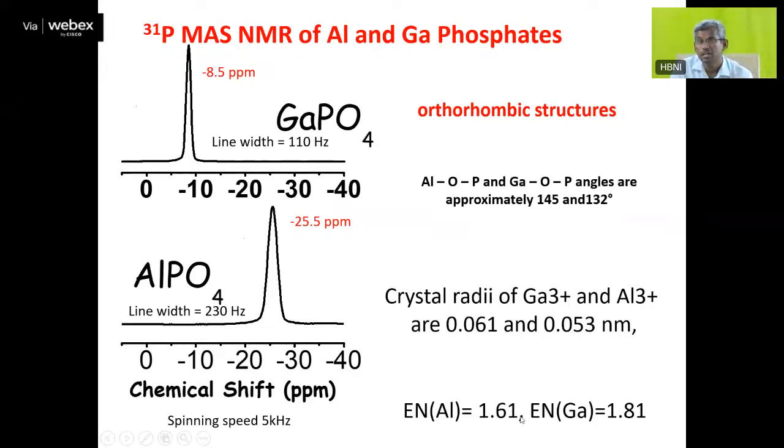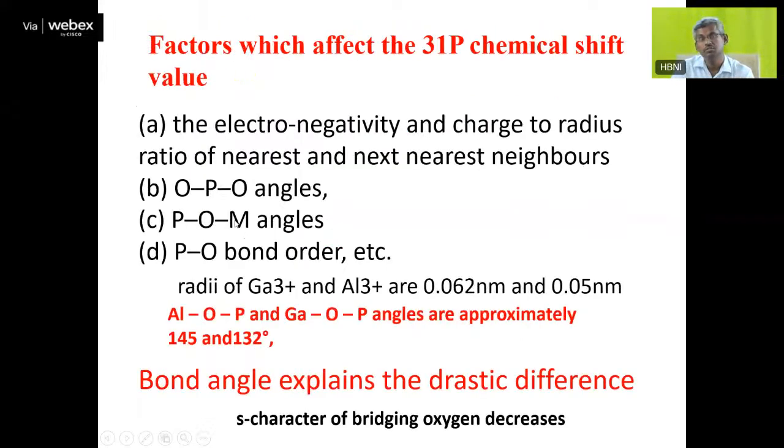Now consider electronegativity. The electronegativity of aluminium is slightly lower, around 1.61, and gallium is around 1.81. So gallium pulls electrons more towards it. The moment the bonded electrons are pulled more, there is a shift of electron towards oxygen and in turn towards gallium compared to aluminium. So this also leads to the de-shielding of the phosphorus. The combined effect of the bond angle and the electronegativity values is responsible for this 17 ppm shift when you go from aluminium phosphate to gallium phosphate.